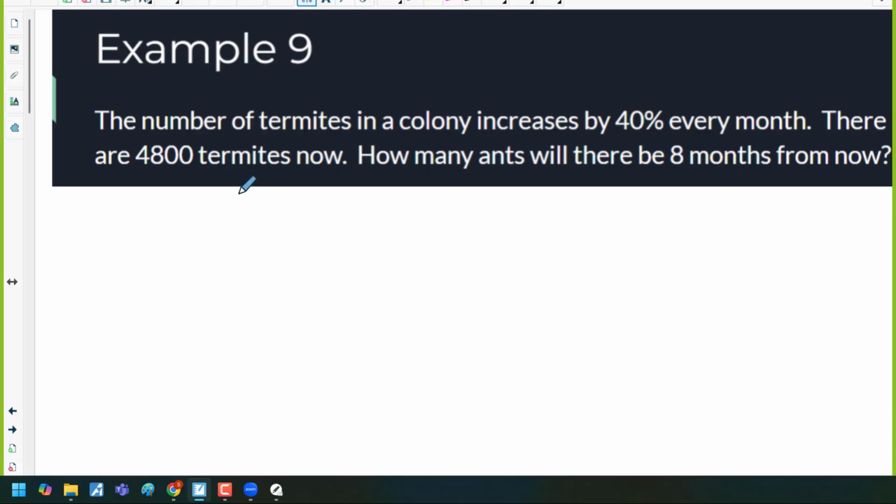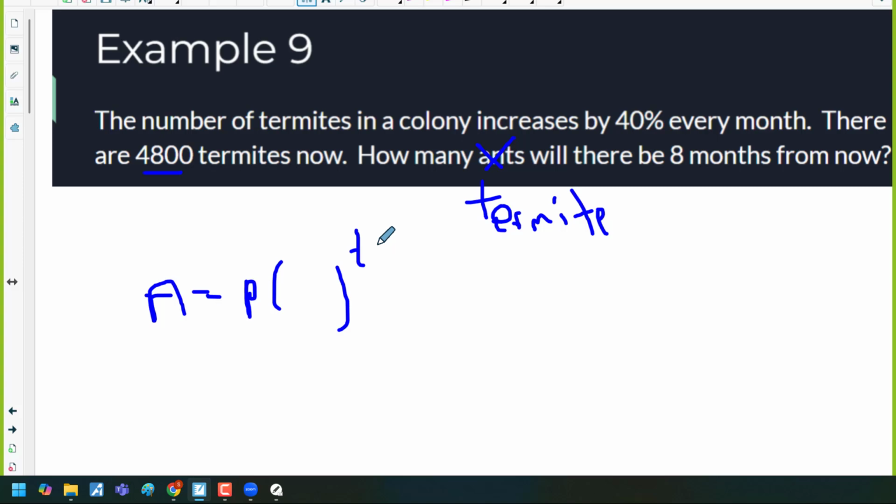The number of termites in a colony increases by 40% every month. There are 4,800 termites now. How many ants will there be 8 months from now? I think they mean termites. Well, right now, we know the answer is always A is equal to P times your growth factor to the power of time.